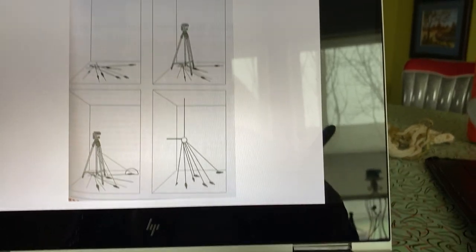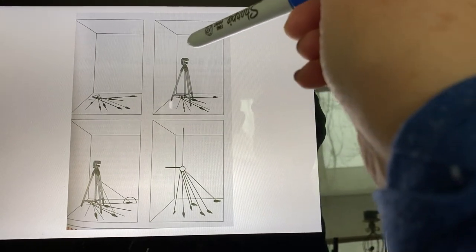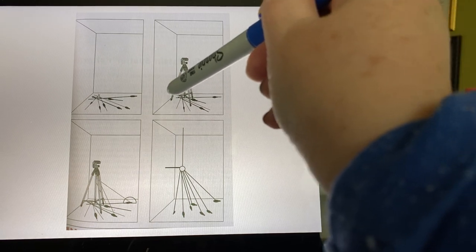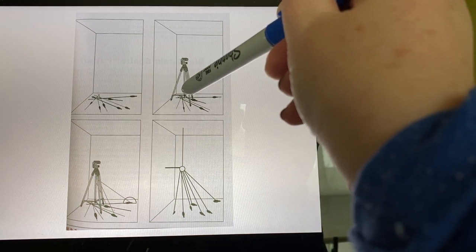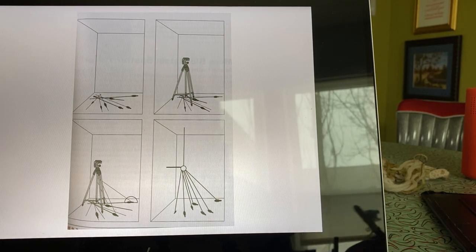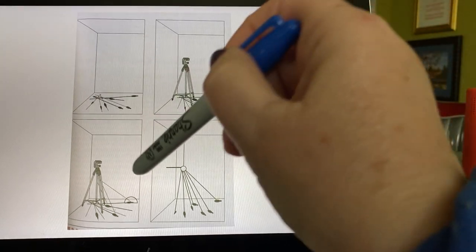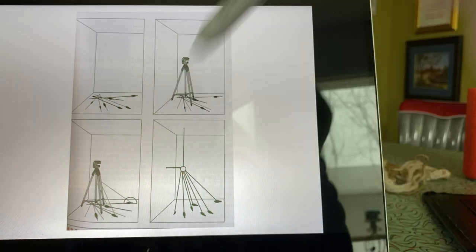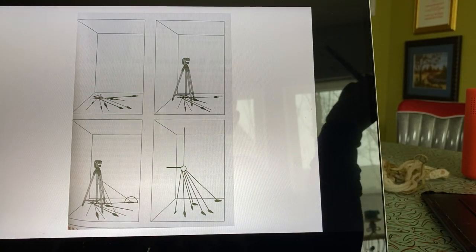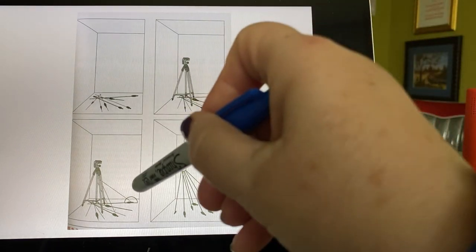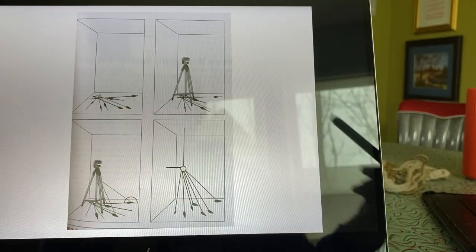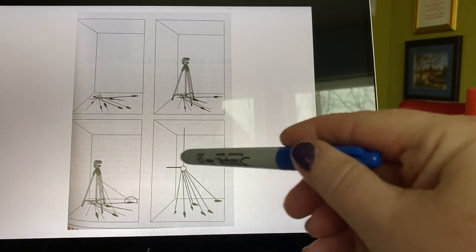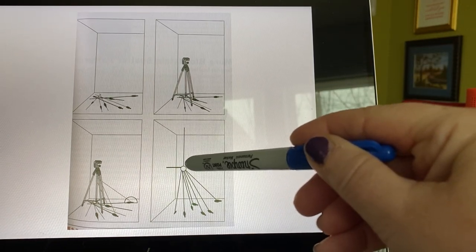The next step then is to take a stand, and in this case, they're using a photographic tripod. They're going to place it directly over the area of convergence, and then they're going to get down on the floor again and tape a piece of string to each of the stains, and then bring the string up to the angle of impact that they calculated, and then bring that string up, tie it onto the tripod, and then when you remove it, there's your area of origin.